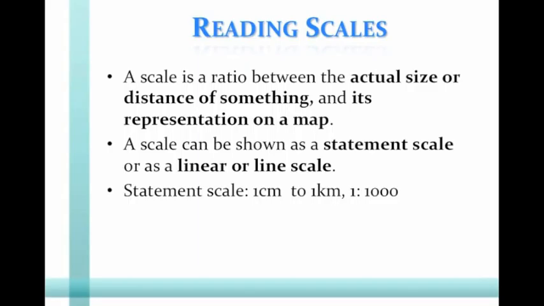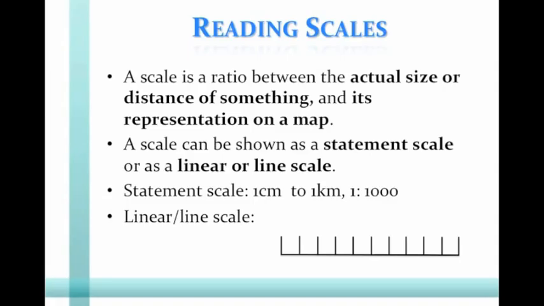An example of a linear or line scale is a series of sections. This linear scale reads 0 to 10 km over 10 sections. Say the 10 sections measure 10 cm on the map, that would easily mean one section is equal to 1 cm, and then 1 cm is equal to 1 km. Get it?